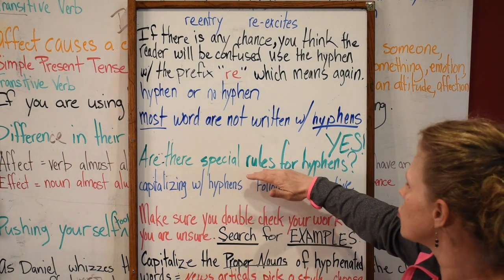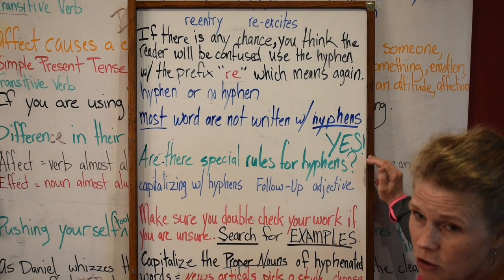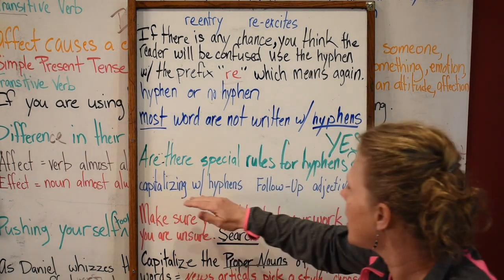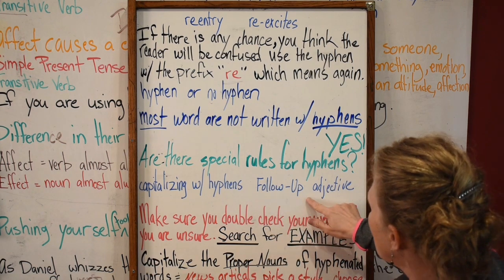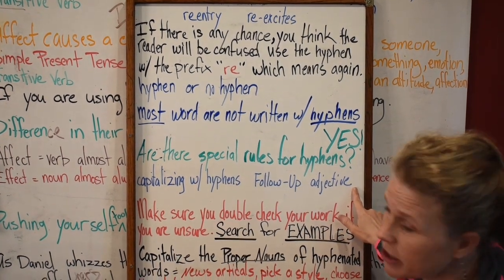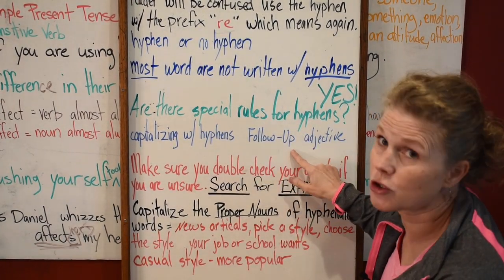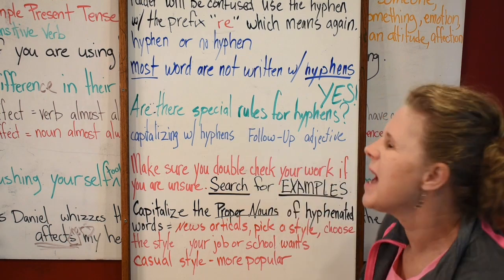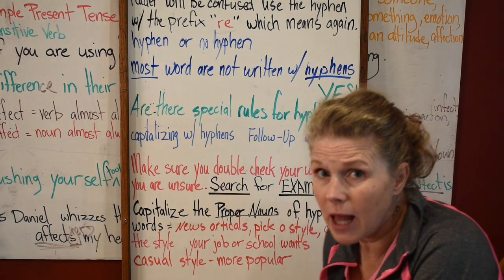Are there special rules for hyphens? Yes, there are special rules for hyphens. Capitalizing with hyphens, like look at this word. Follow-up. This is a hyphenated word. It's functioning as an adjective. And then you have your noun. So this would be in the attributive position. But look at this. Follow-up. Follow-up. Are they capitalized?